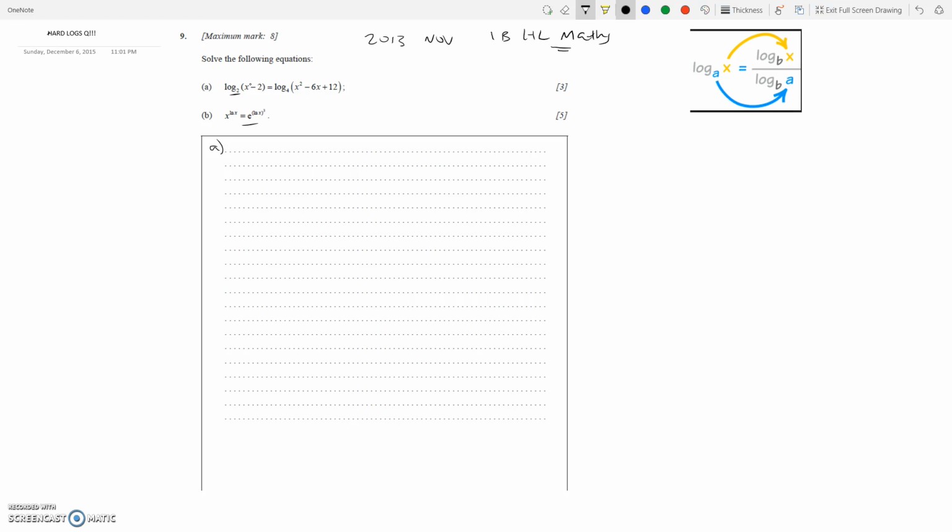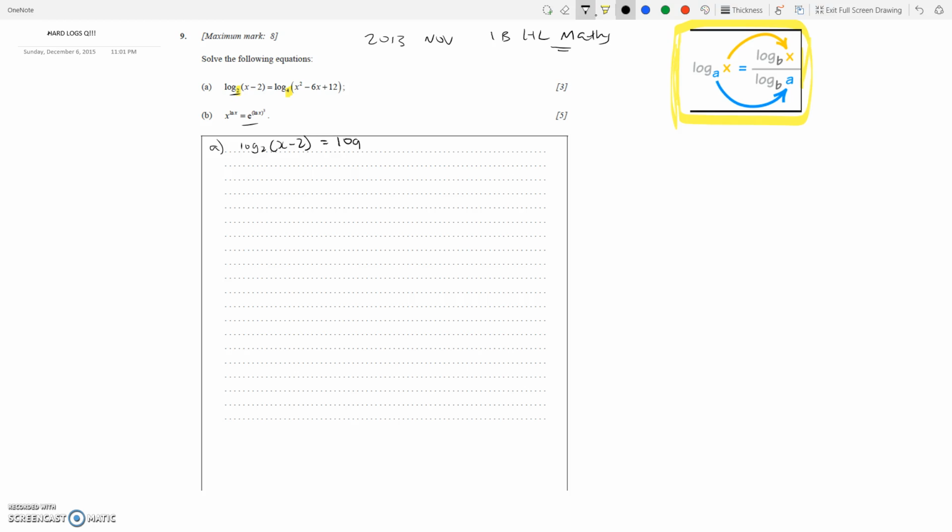So log base 2 of x minus 2 equals log base 4 of x squared minus 6x plus 12. What we have to immediately recognize is that they have different bases, so we might need to use the change of base formula, which I have found a good picture of on Google and attached here. So we can use this exact same formula. Let's decide to change the second one.